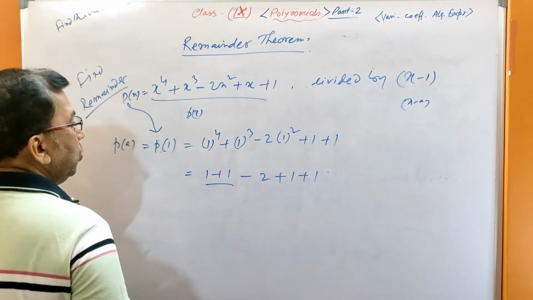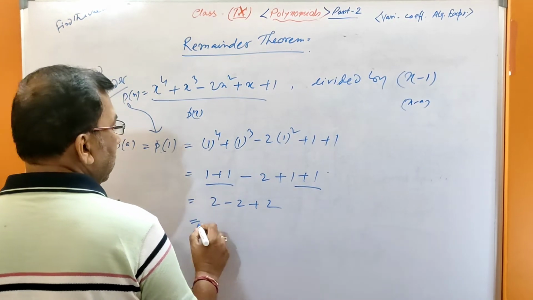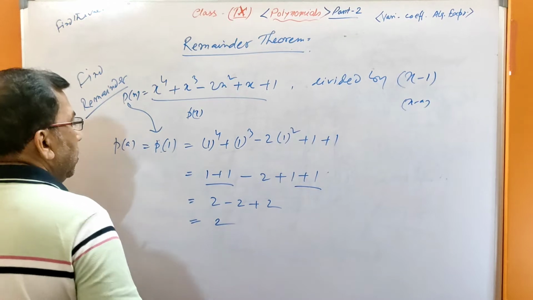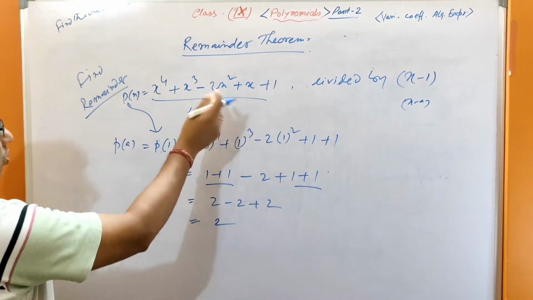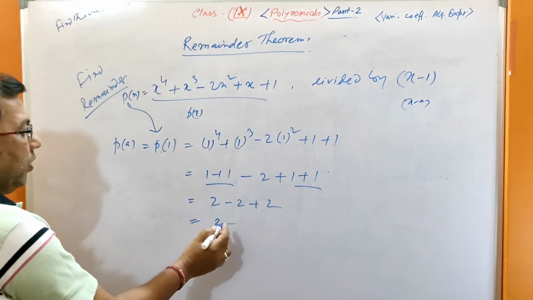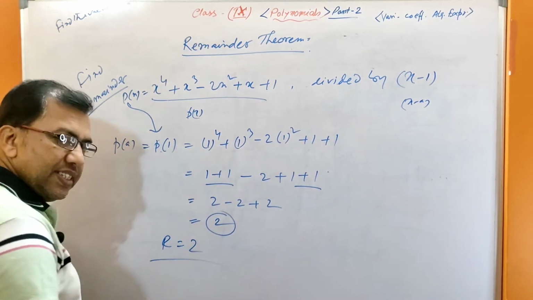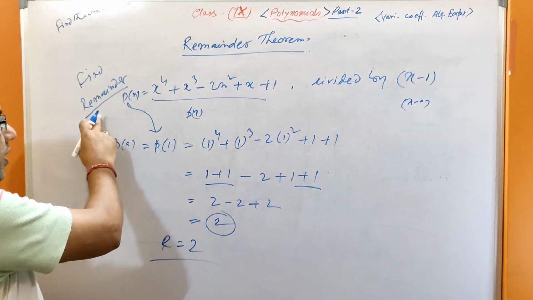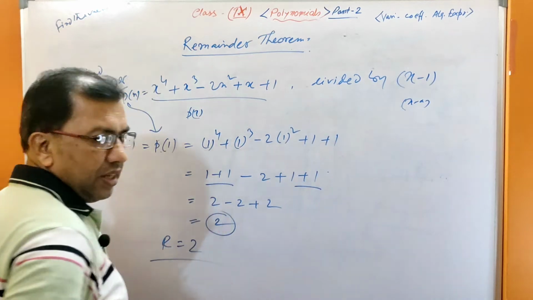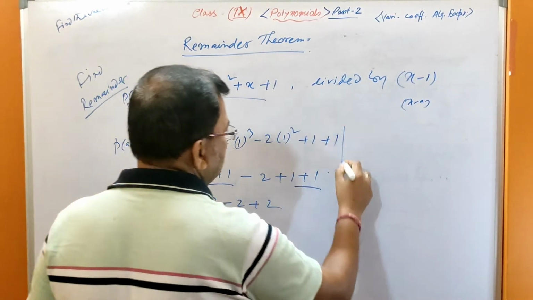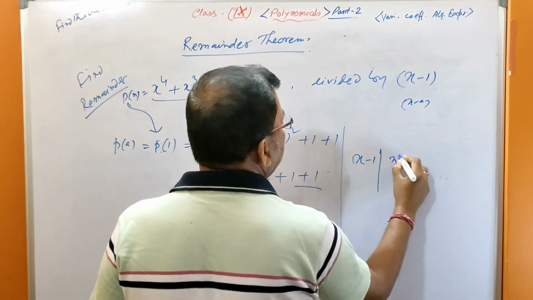1 plus 1 is 2. 1 plus 1 is 2. That means 2 minus 2 plus 2. That means 2. So the remainder is 2. Without actual division, you can easily find the remainder. Here the remainder is 2. That is the answer. What is the question? Find the remainder of the polynomial when this is divided by this. Clear? You can check it by dividing by x minus 1.